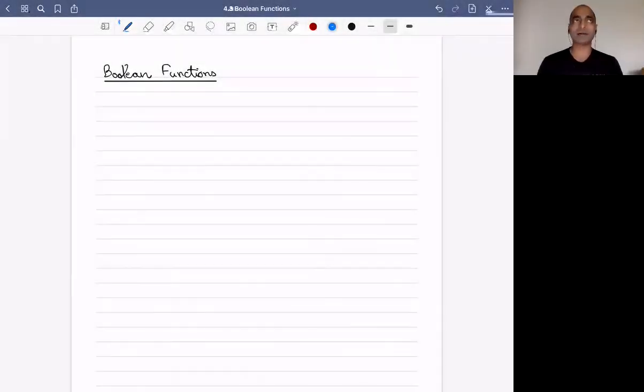We'll now take the newly defined concept of function using sets and combine it with something that we did a long time ago when we did logic, that is Boolean algebra. And we'll do this using Boolean functions. What is a Boolean function?